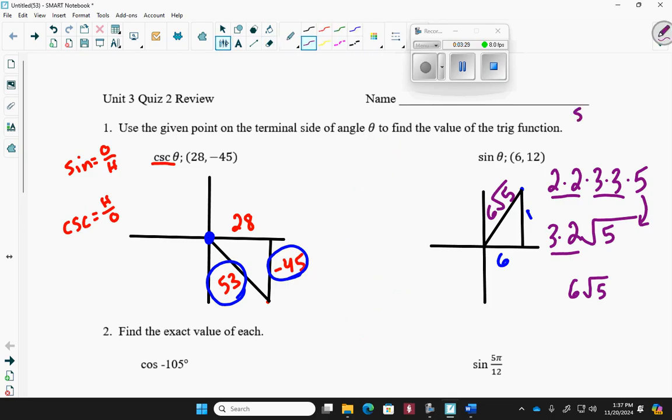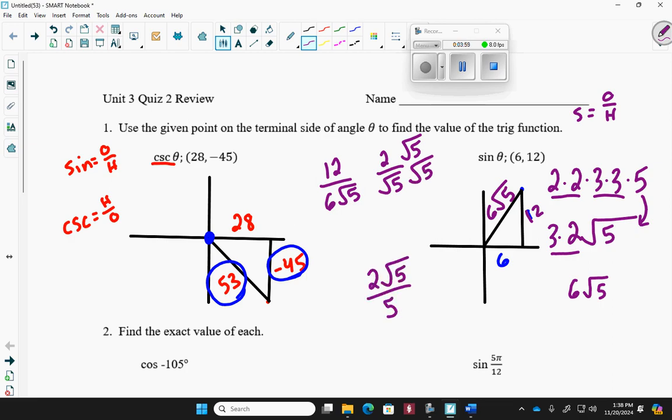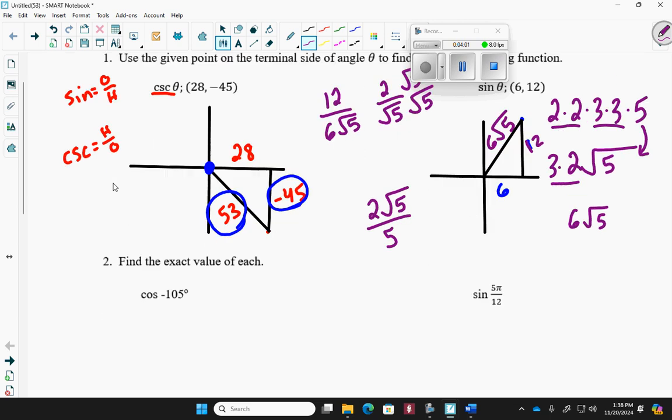So now that we have all three sides, we are going to do sine. Now remember, sine is opposite over hypotenuse. The opposite actually was 12. I lost it, it got erased, but there's 12. So it's going to be 12 over 6 radical 5. Now we have 12 over 6, which can be reduced. When you divide by 6, that becomes 2 over radical 5. A radical in the denominator is a no-no, so we multiply the top and bottom by radical 5. And my final answer is 2 radical 5 over 5.